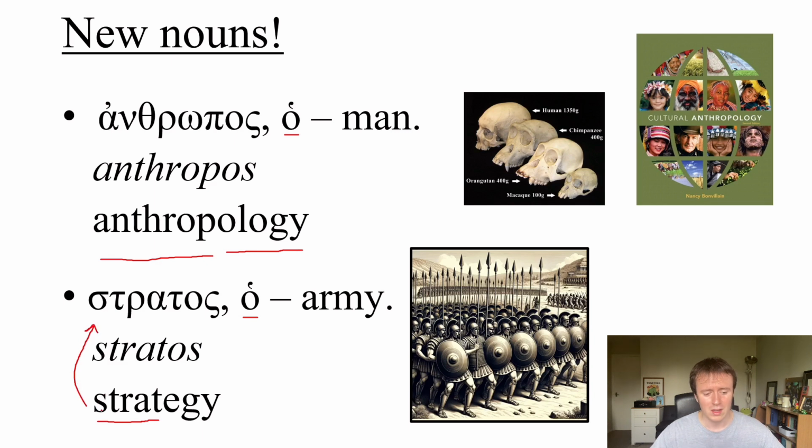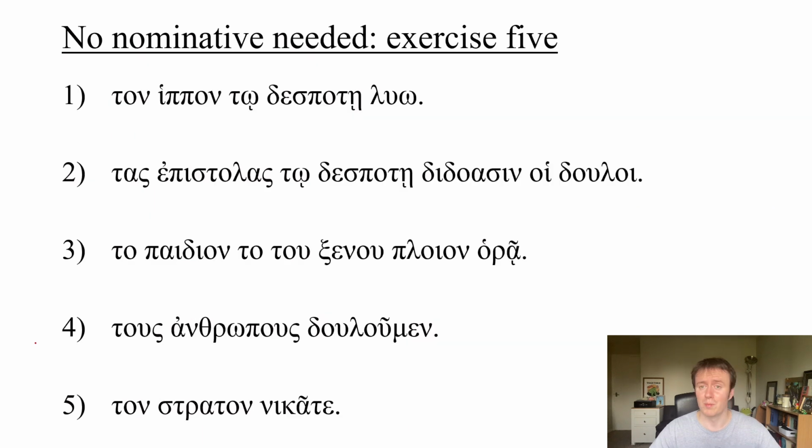But anyway, strategy goes back to stratos, because strategy used to refer to the skill of leading an army, but it came to be used more widely than that. And that's why the strat part is there, because it used to be about leading an army, or the art of leading an army, or being a general. These might help you to remember the meanings of these words, but let's go on to the fifth and final exercise.